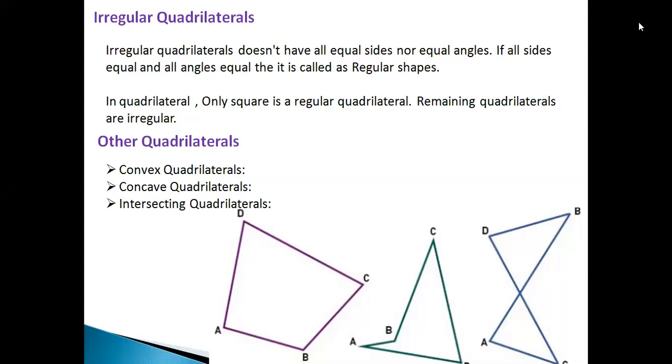So this picture shows other types of quadrilaterals, but these are not so important. Just try to have a look at these things once. Convex, concave, and intersecting. The last one you can see is intersecting. Do you guys have any questions?